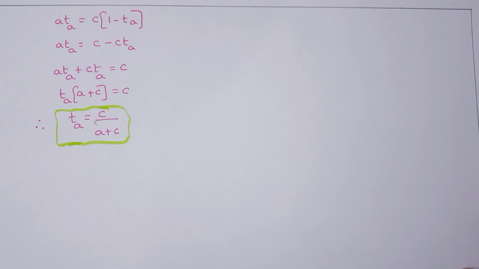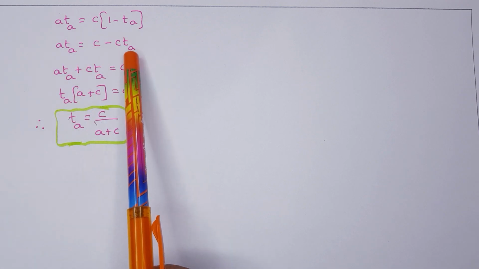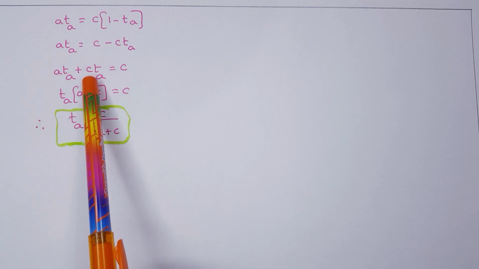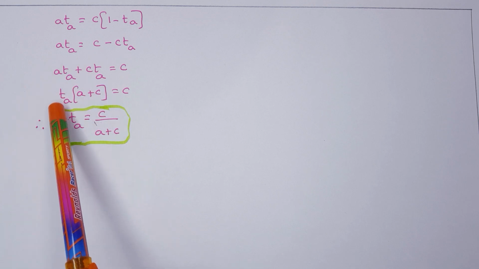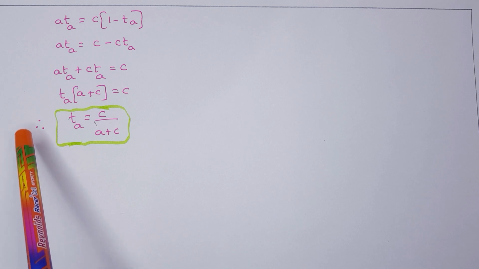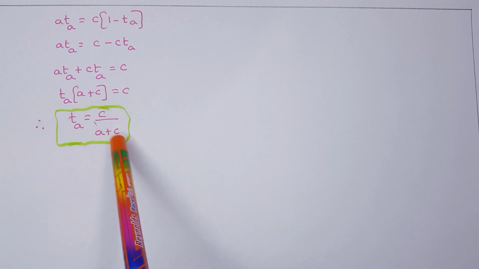After cross multiplication, we will get ATa is equal to C into 1 minus Ta. Okay. Now next same, open up the brackets. ATa will be equal to C minus CTa. Bring this minus CTa towards left side. So ATa plus CTa will be equals to C. Ta is common. Take Ta common out. Inside A plus C is equal to C. Therefore, Ta will be equal to C by A plus C.